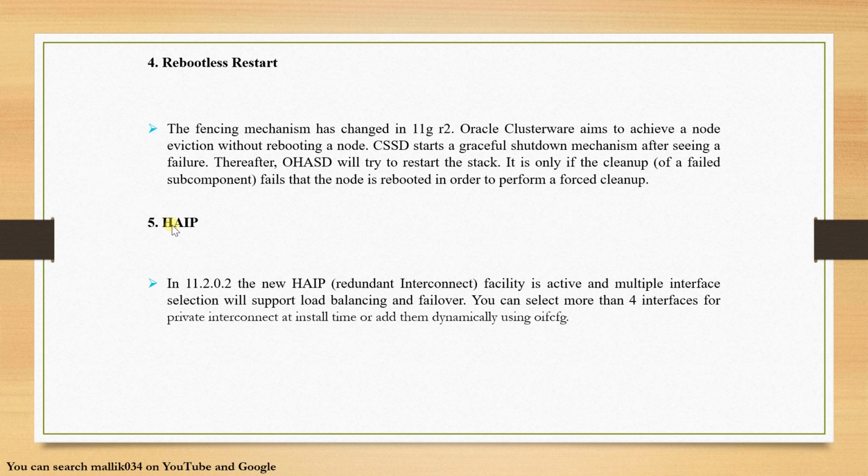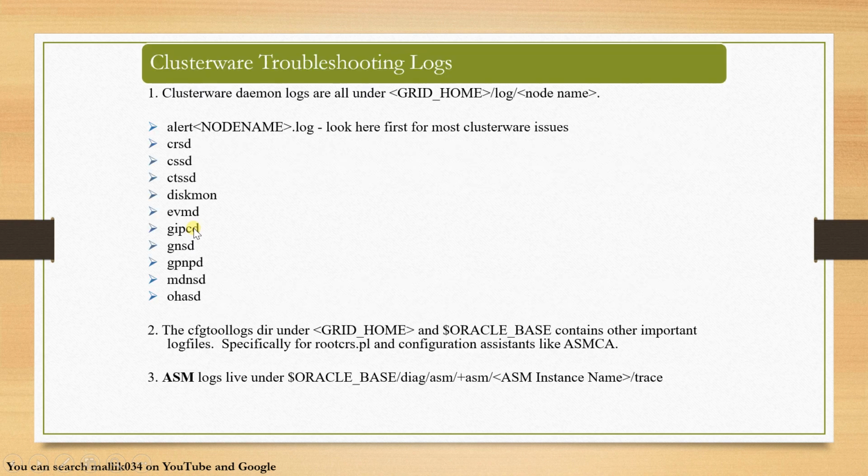And again, the fifth feature is HAIP, redundant interconnect, I can say. With this HAIP concept, I am able to achieve interconnect node communication like the network heartbeat. That interconnect communication between the cluster nodes can be achieved with high availability and load balancing. If one private NIC card goes down, another NIC card will be automatically enabled. You can have 4 interfaces in the private interconnect starting with 11g release 2. The redundant interconnect was one of the new features introduced in 11g release 2.